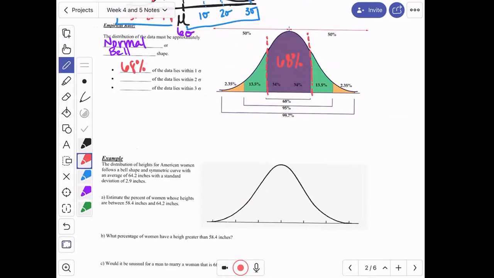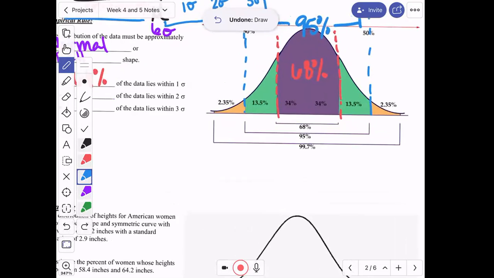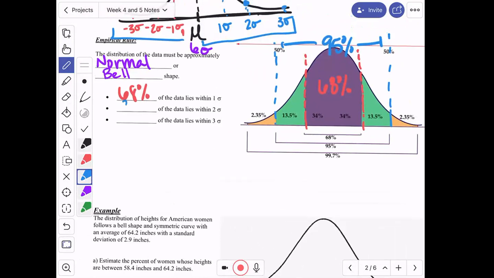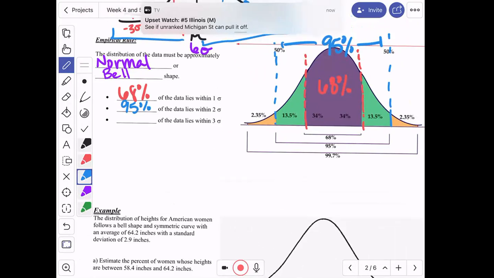The next thing we can say is that within 2 standard deviations of the mean is 95% of all people, or all the data. 95% of all data sits within 2 standard deviations of the mean. That means only 5% of the data does not sit within that.